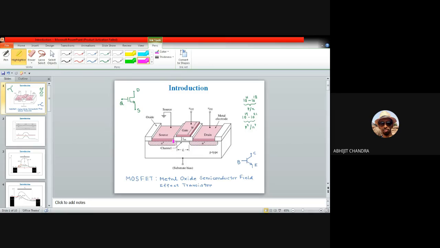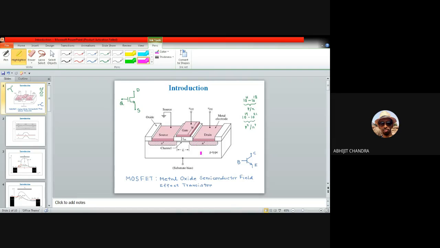So current is due to one type of charge carrier. So that's why it is a unipolar device. And the current conduction is being influenced by applying some voltage. So that's why it's known as field effect transistor. And perhaps you understand what is the meaning of transistor. It is known as a transfer resistor. And that is true for all types of transistor, whether it is a BJT or a MOSFET.